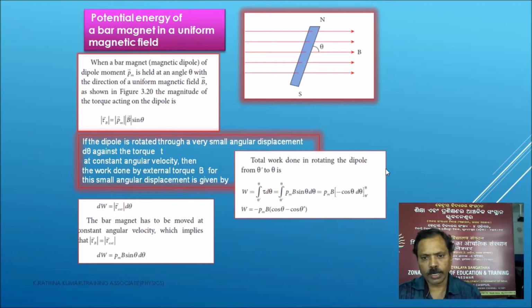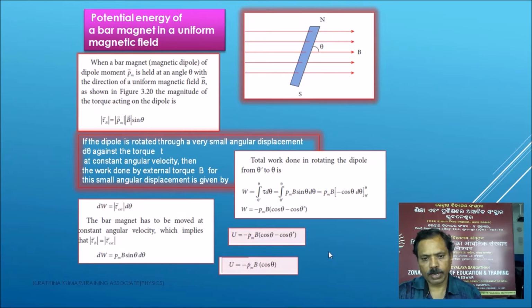Then the total work done in rotating the dipole from theta dash to theta, that is the full rotation. The work done is the integration from theta dash to theta of tau into d theta, which is equal to the integration from theta dash to theta of Pm B sin theta d theta. The integral of sin theta d theta is minus cos theta, with limits theta dash and theta. Then the work done is equal to minus Pm B common, then cos theta minus cos theta dash. So the potential energy is equal to minus Pm B, cos theta minus cos theta dash.